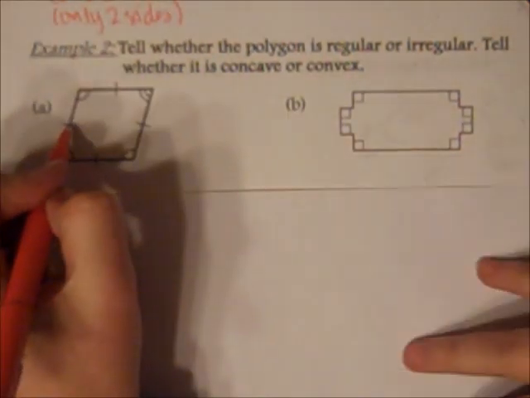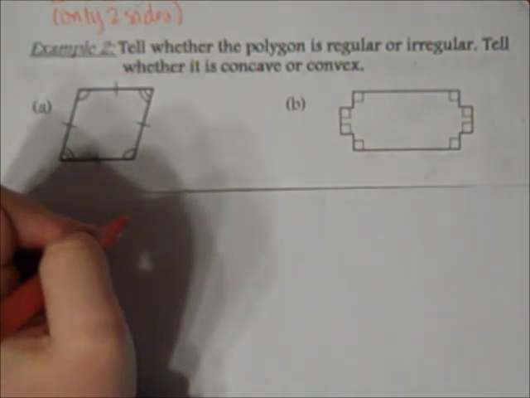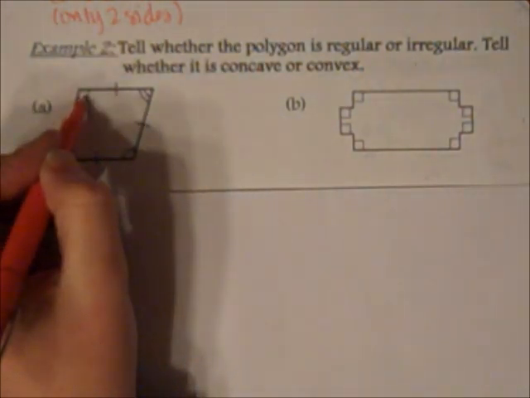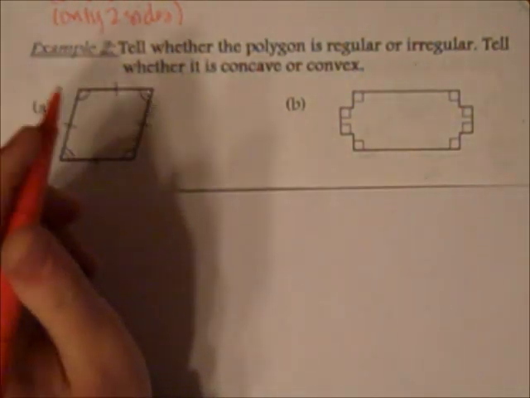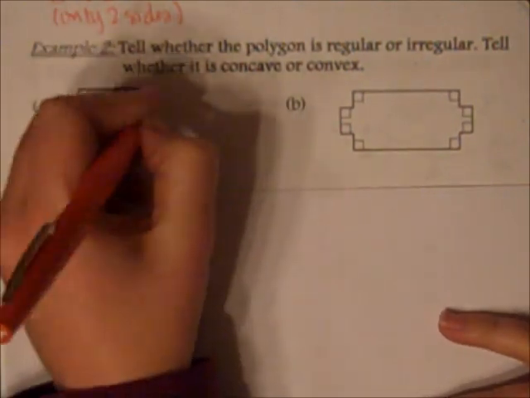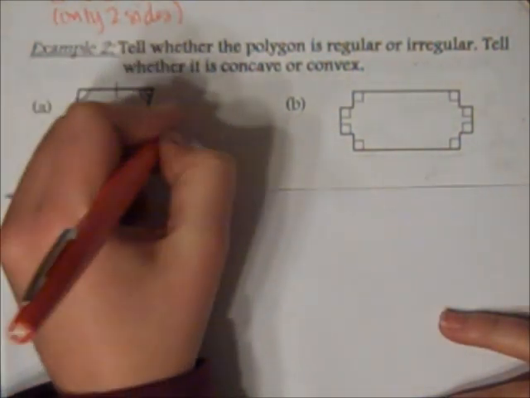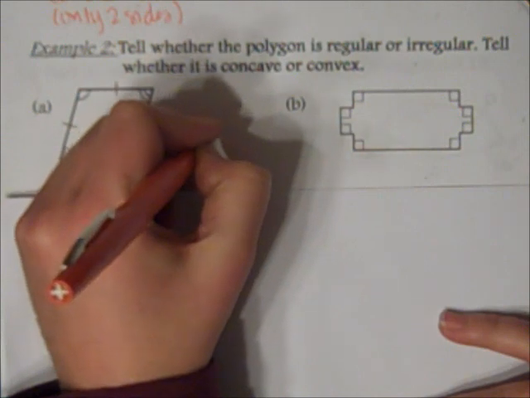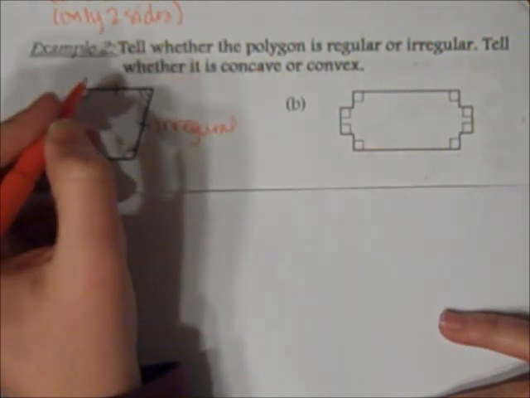So this one is equilateral, that's good, but it is not equiangular because these sides are congruent and these sides are congruent, but not all 4 sides are congruent. So it's equilateral but not equiangular, so we have to call that irregular.